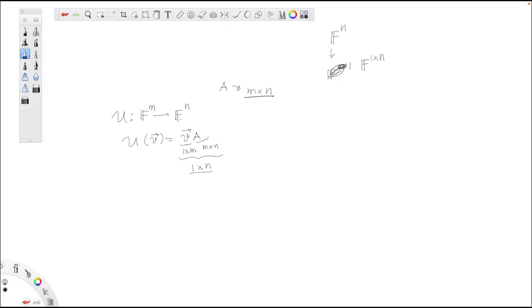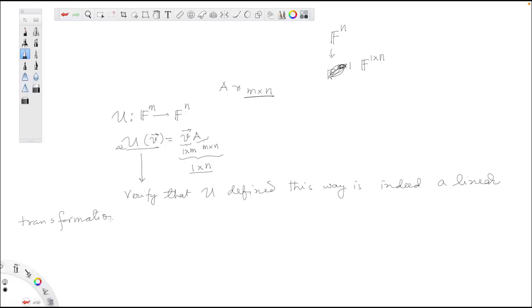Now I leave it as an exercise for you to check that the transformation from F to the m to F to the n defined in this way is indeed a linear transformation. So verify that U defined this way is indeed a linear transformation. Good.